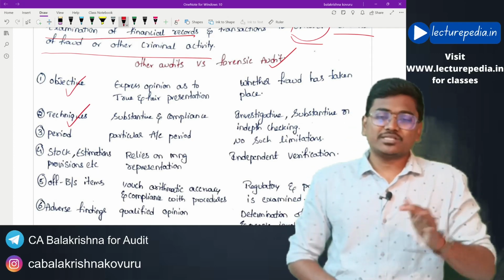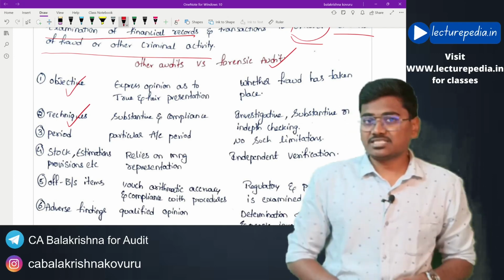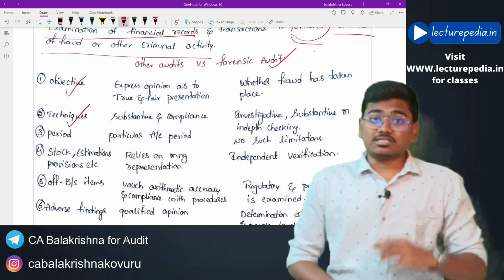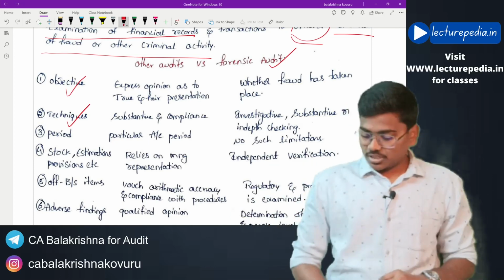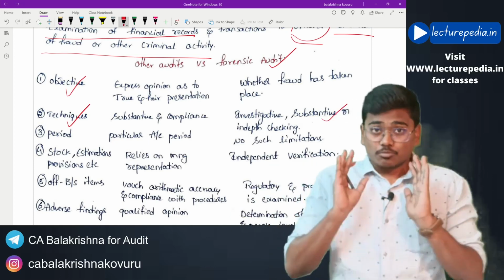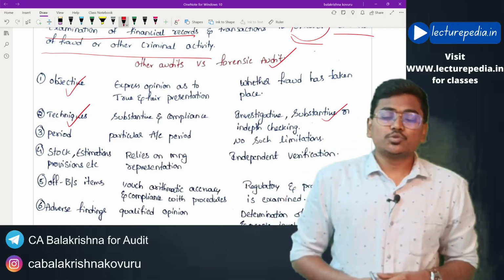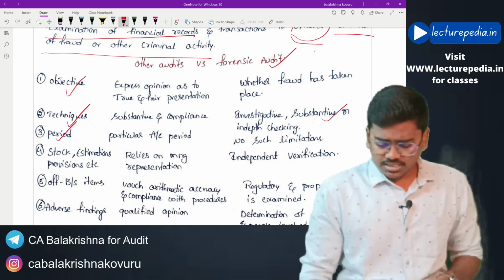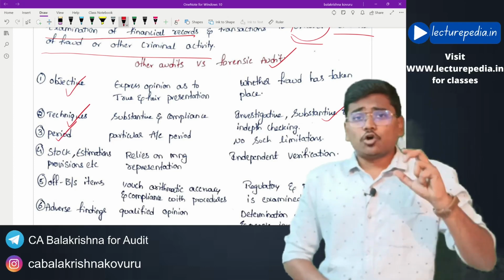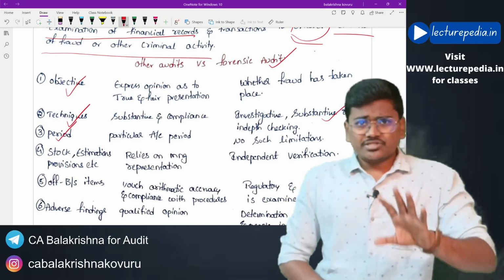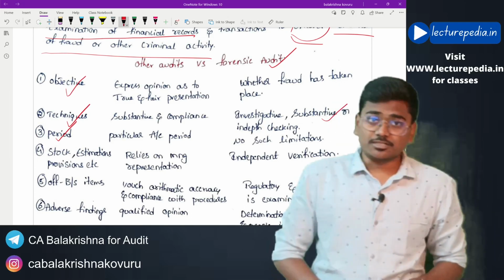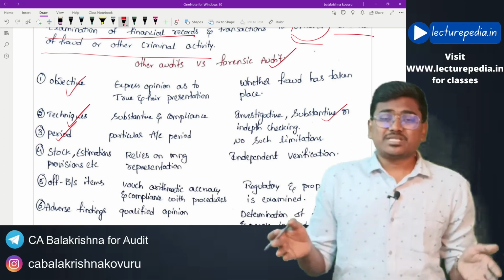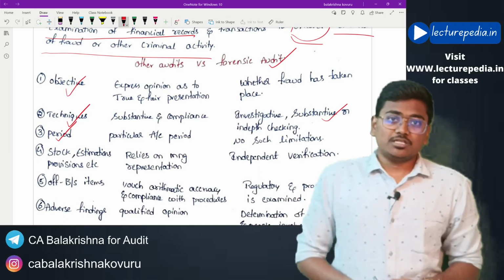And coming to the techniques used in financial audit, mostly substantive checking, compliance testing, and sample based testing will be used, whereas in forensic audit, investigative techniques and more in-depth substantive checking will be used. And the period of a financial audit would generally be one financial year, whereas in forensic audit, there is no specific limitation of the period.